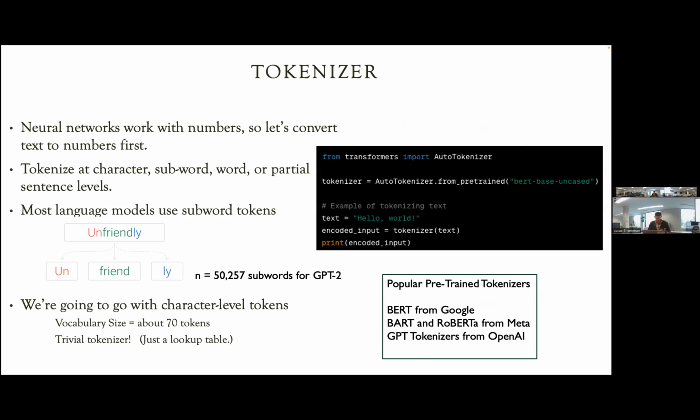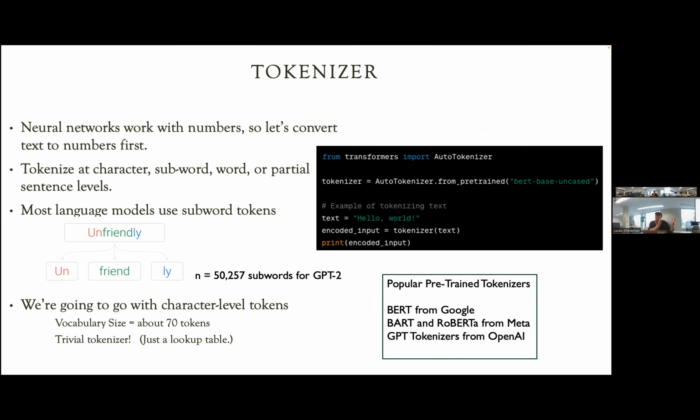Okay, so a tokenizer. Let's start with the tokenizer. These frameworks can't deal with text, right? They have to deal with numbers. So you have to convert your text into numbers, and that's all a tokenizer really is. You can tokenize at various levels. You can tokenize at the individual character level, which is what we're doing with our Shakespeare model. You can tokenize at the sub-word level, the word level. You can even tokenize at partial sentences. There are trade-offs for these different things.